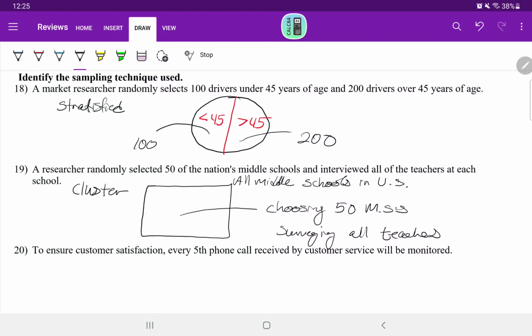To ensure customer satisfaction, every fifth phone call received by customer service will be monitored. That is systematic sampling. Every fifth phone call will be monitored. Once again, you're choosing every case value from your population to be a part of your sample. Classic form of systematic sampling.